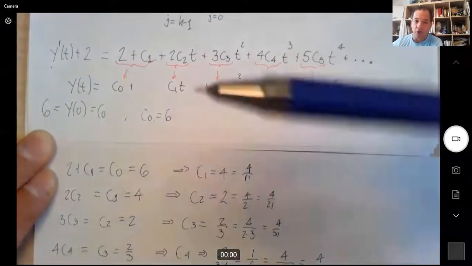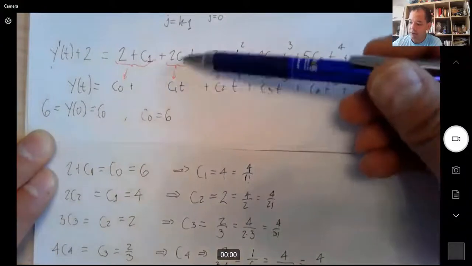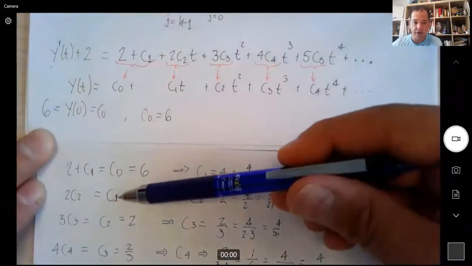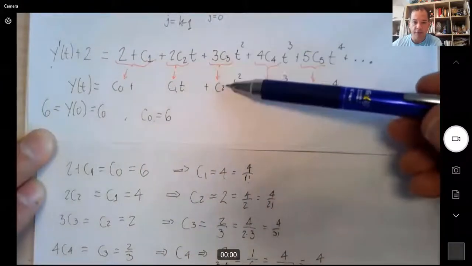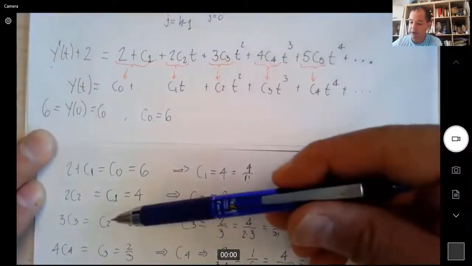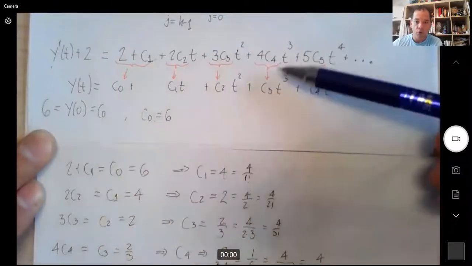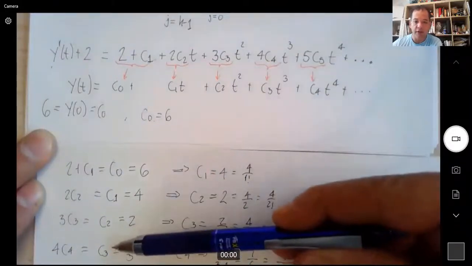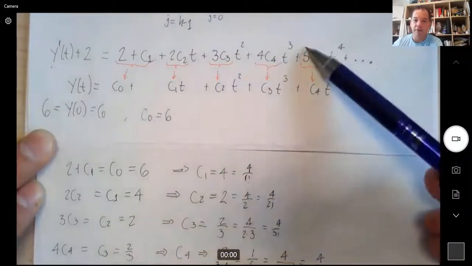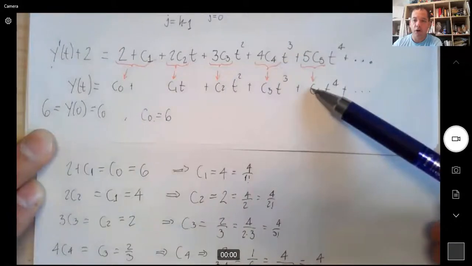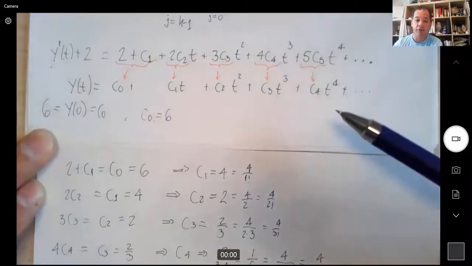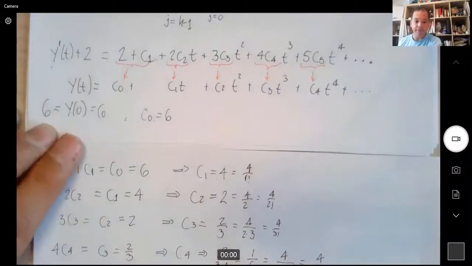Then, for the others, look, c1 has to be the same as 2c2. That's the one that's written here. 3c3 has to be the same as c2. That's the one written here. 4c4 has to be the same as c3. That's the one written here, etc. Right? So in general, 5c5 has to be c4, and kc_k has to be c_(k-1). All right?